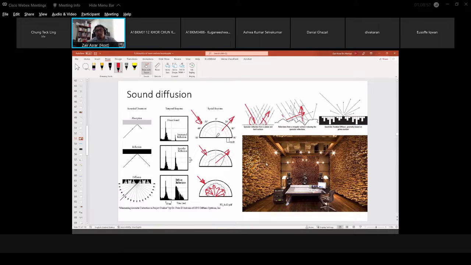You have wood sticks arranged like this, at different heights. The purpose of these wood sticks is to reflect sound at different reflected angles, so they will diffuse the sound. That's the idea of this extreme wall arrangement. So what's the effect of this diffusion?